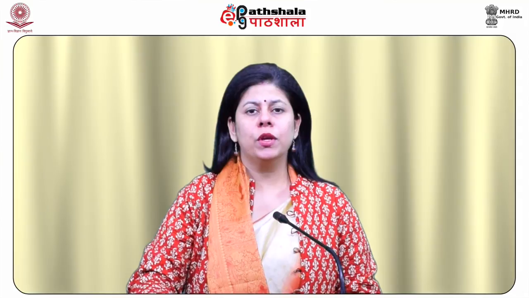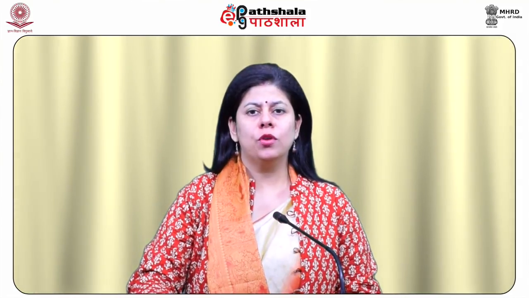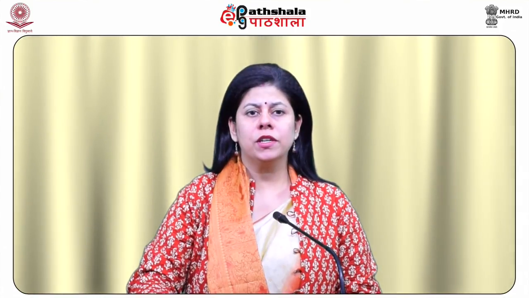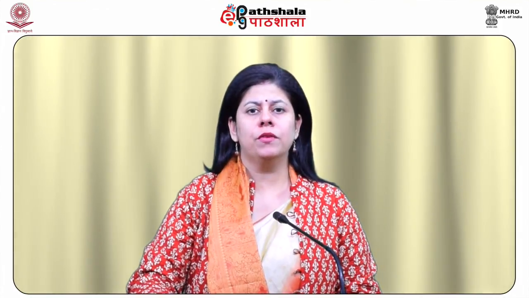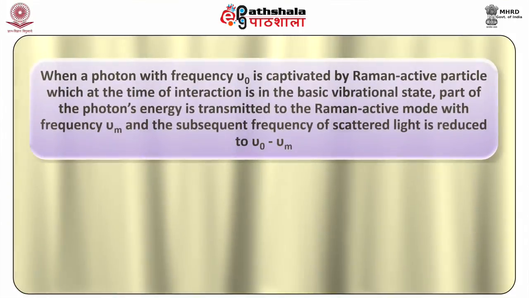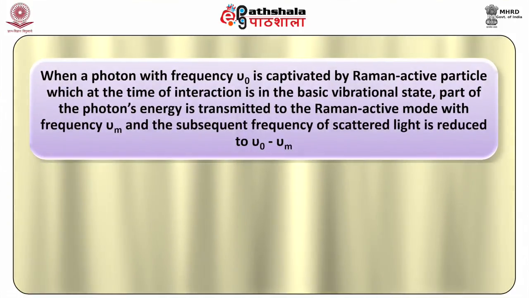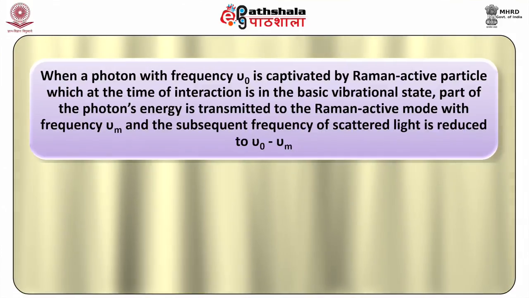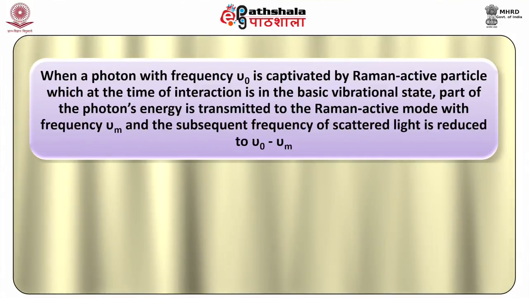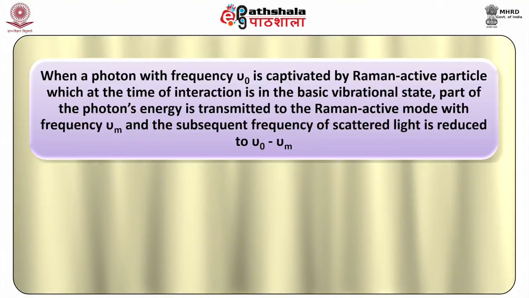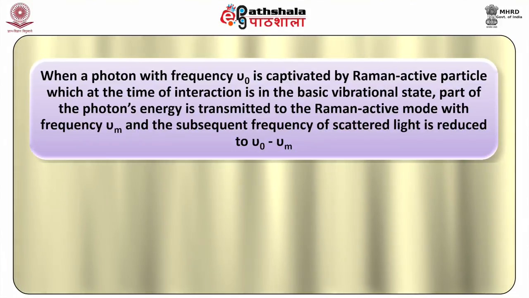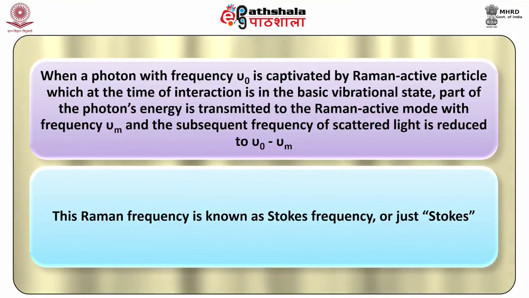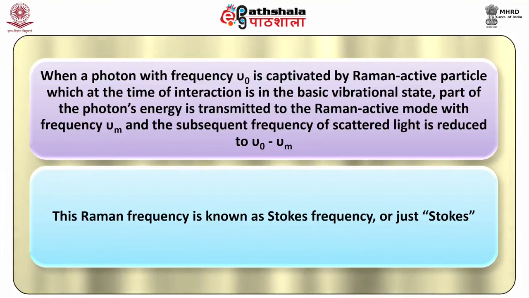When a photon with frequency mu naught is absorbed by a Raman active molecule, which at the time of interaction is already in the excited vibrational state, excessive energy of the excited Raman active mode is released. The molecule returns to the basic vibrational state and the resulting frequency of scattered light goes up to mu naught plus mu m. This Raman frequency is called anti-Stokes frequency or just anti-Stokes.